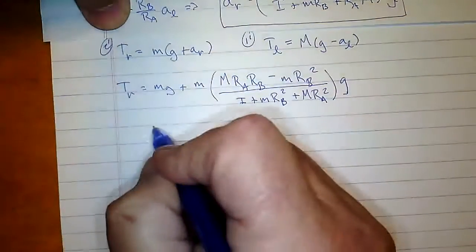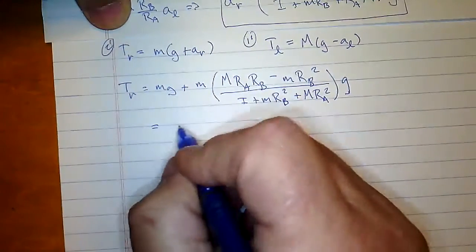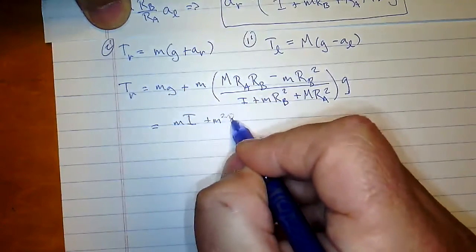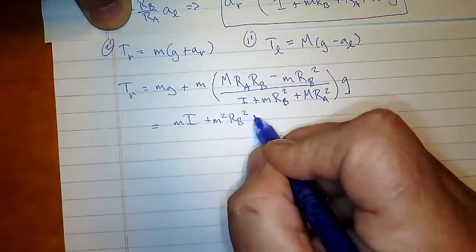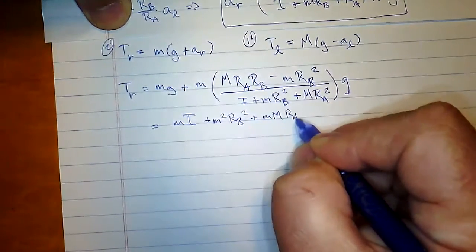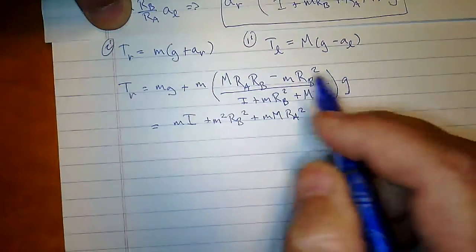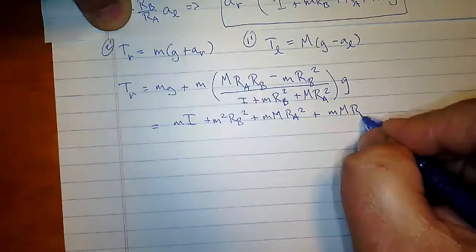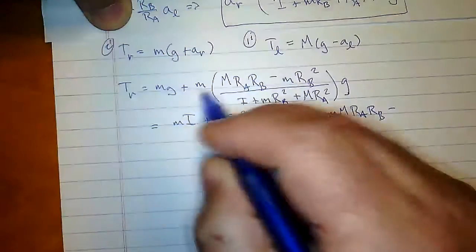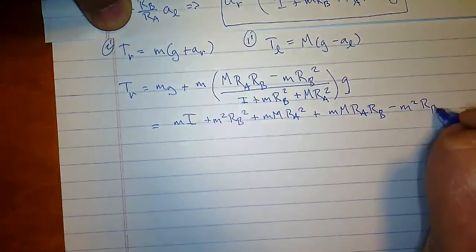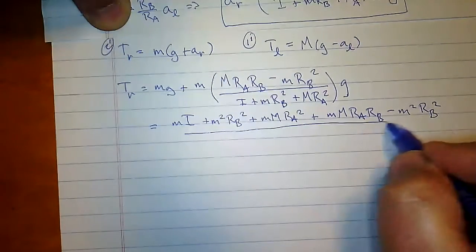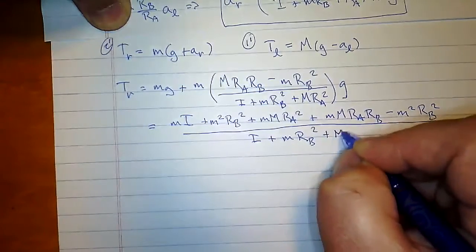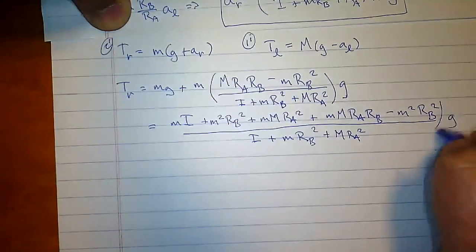So I can get a common denominator by taking little m and multiplying it by this. So I'm going to get m times I plus m squared R_B squared plus m M R_A squared. So that's what the m is times each of these terms. Now I'm going to say plus, and I've got to distribute this m through here. Plus little m, big M, R_A, R_B, minus M times m squared R_B squared. All that will be over that same common denominator, which is I plus m R_B squared plus M R_A squared, and times g.